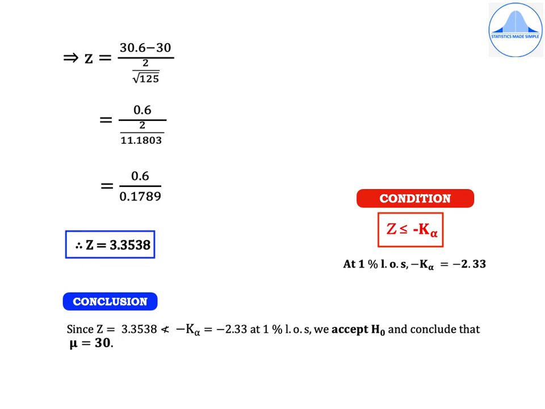Now the condition for a left-tailed test is Z should be less than or equal to minus k alpha. If this condition is satisfied, we will reject H naught, otherwise we will accept H naught. And at 1% level of significance, minus k alpha is minus 2.33. So the conclusion is, since Z is equal to 3.3538 is not less than minus k alpha, which is equal to minus 2.33, at 1% level of significance, we accept H naught and conclude that mu is equal to 30.